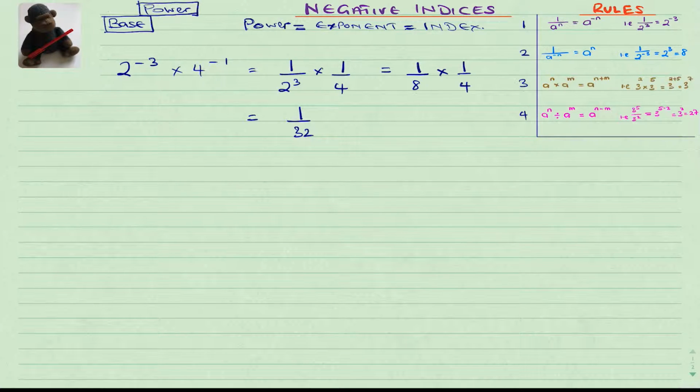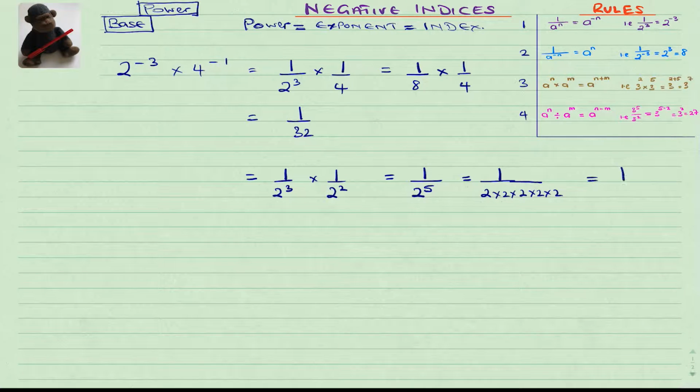Or we could go the other way by saying 1 over 2 to the power of 3 times 1 over 2 to the power of 2, because 4 is 2 to the power of 2. In this case, we add the power of the denominator, and that will become 1 over 2 to the power of 5, and that is 1 over 2 times 2 times 2 times 2 times 2, and that will become 1 over 32. So either way, it's all good.